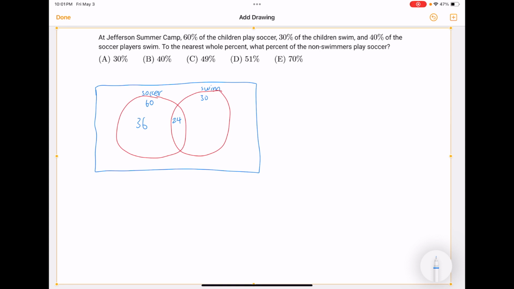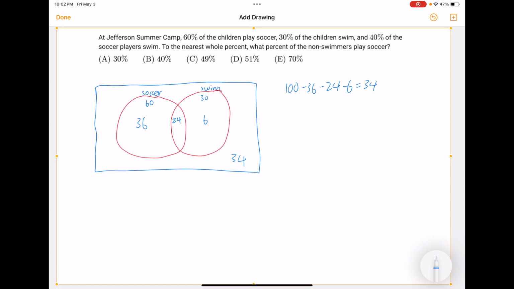So there's 36 people. And on the swimming side, we see that there's 30 people, and 24 people swim and play soccer. So the people that swim and don't play soccer would be 6. It's just like what we did on the soccer side, so it's 30 minus 24, so 6 people. And as I said, we have 100 people, so 100 minus 36 minus 24 minus 6 gives us 34. So 34 people don't engage in any activity.